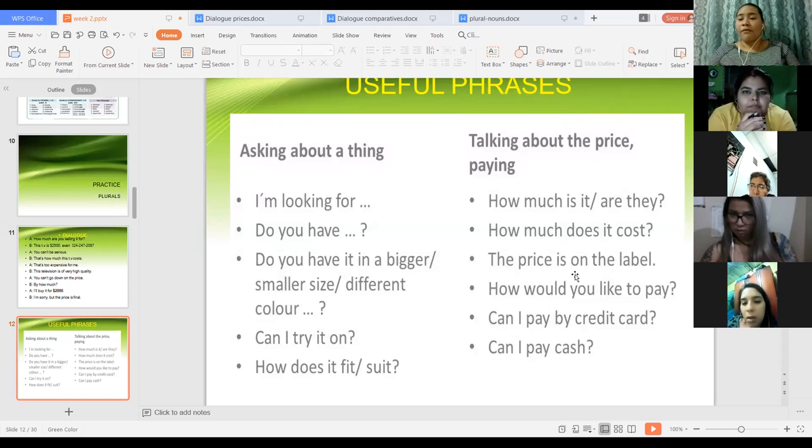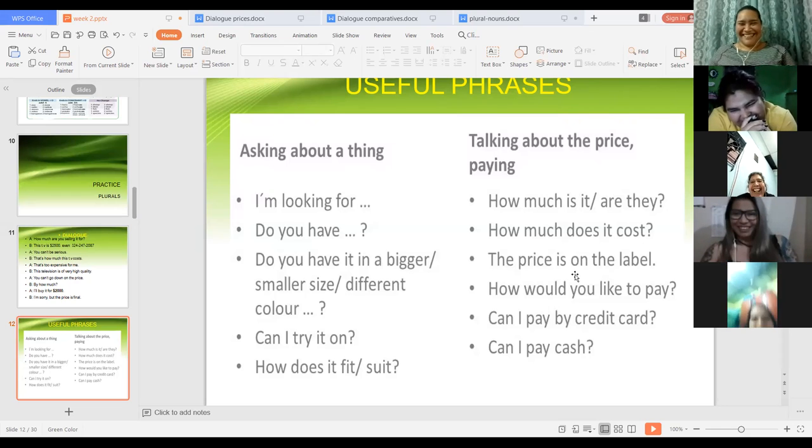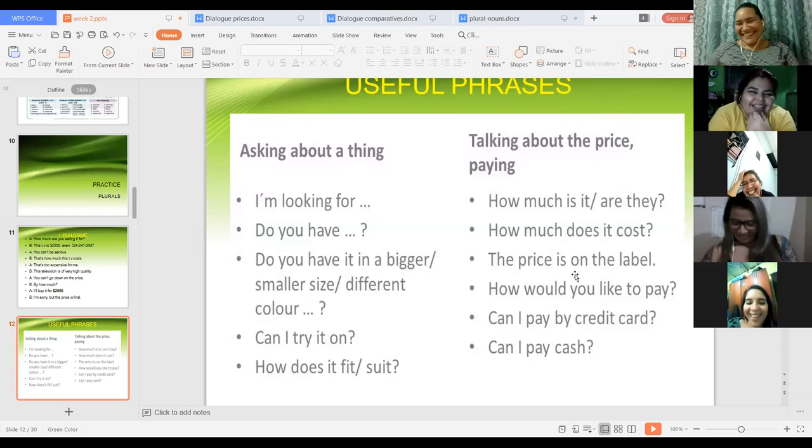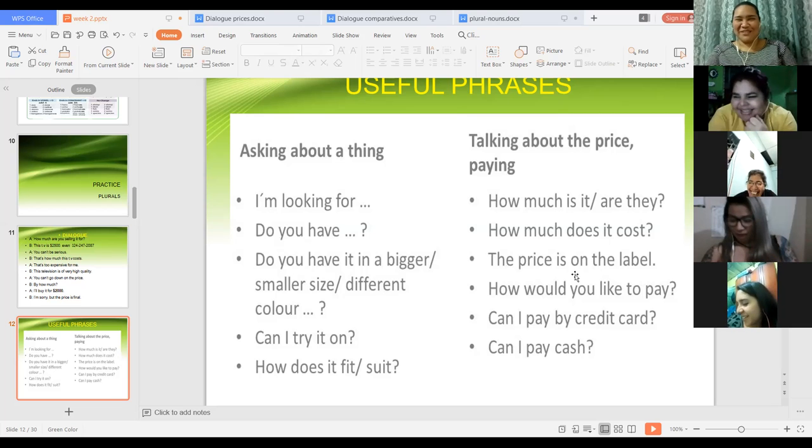Con ganas de venderle. Mira, ya con ganas de venderse, llévese los dos por 20. Ay, no. Historia, ¿verdad? De compras. Shopping histories.